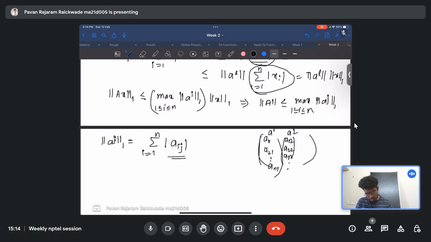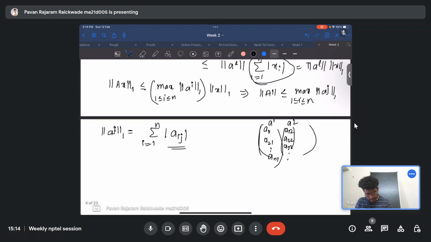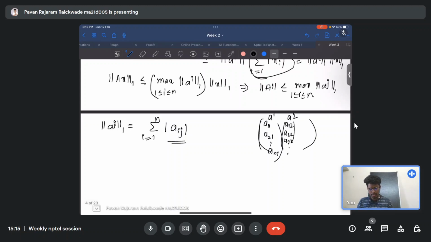So norm A is less than or equal to the maximum over columns of the column sum: you take the modulus of each entry in one particular column, sum it for each column, and then take the maximum. That quantity is the one norm of the matrix A. Right now we have norm A less than or equal to that, but you can easily prove that norm A is equal to that thing.